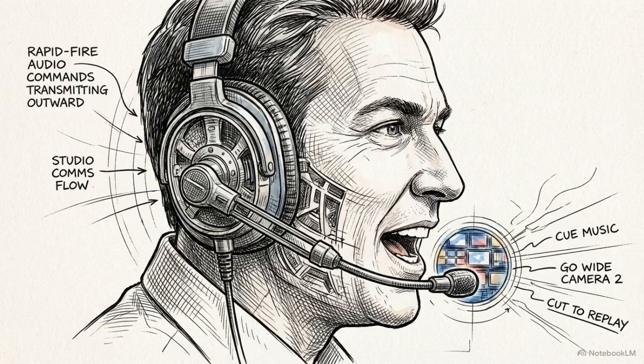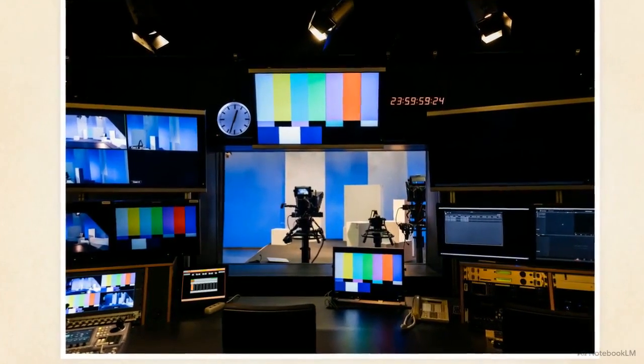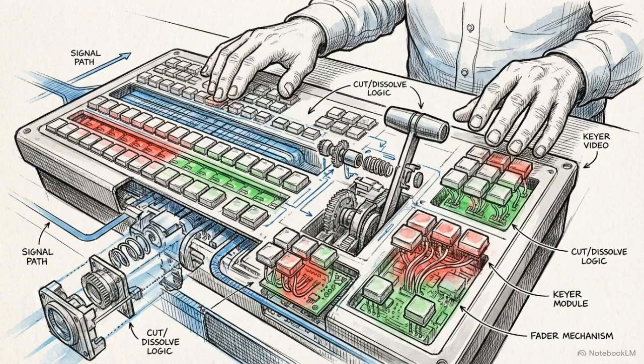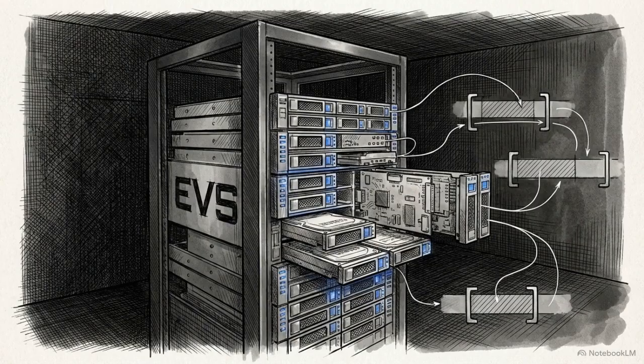Anticipating the play, the director calls out camera sources in a continuous, rapid-fire sequence. The technical director, or TD, executes these commands using a massive vision mixer. Their hands move across the board to cut, wipe, and dissolve uncompressed video feeds with split-second precision to match the director's cadence.